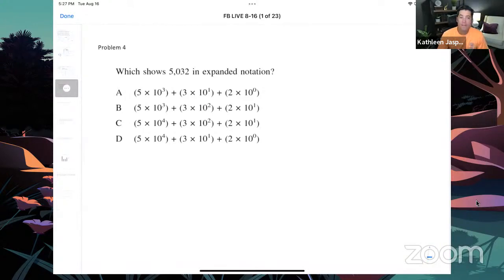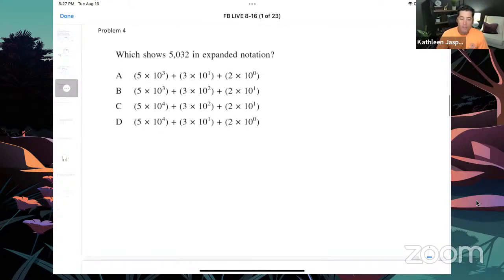All right. Next one is, which shows 5032 in expanded notation. So this is expanded notation. It's just like scientific notation, but each one of these parentheses here, I'm just using this bottom one. Each one of these parentheses here represents basically a digit in this number.